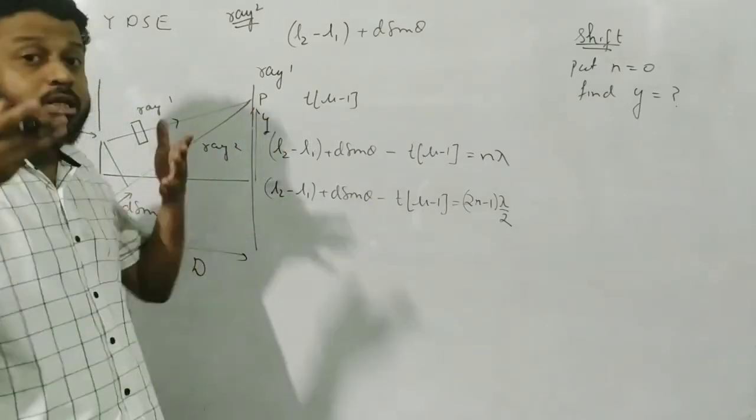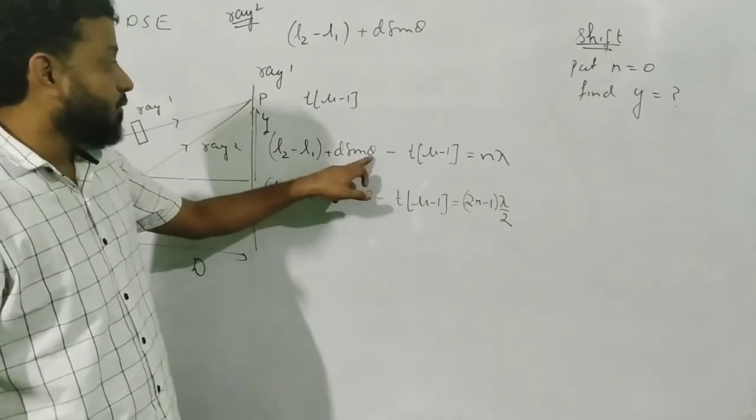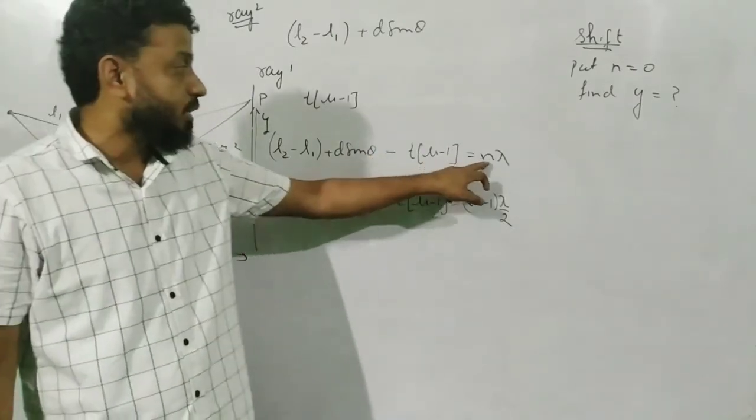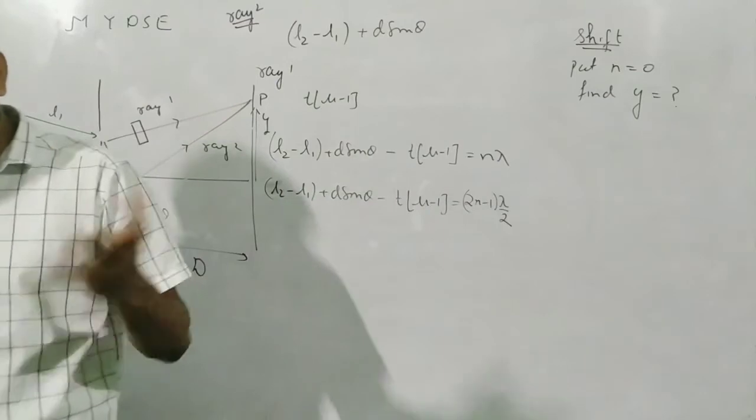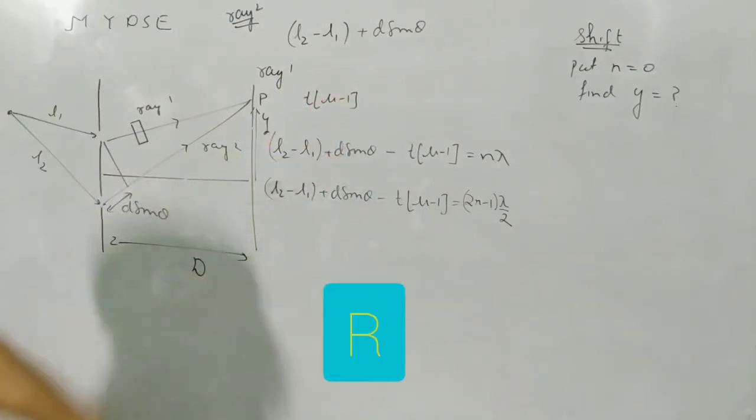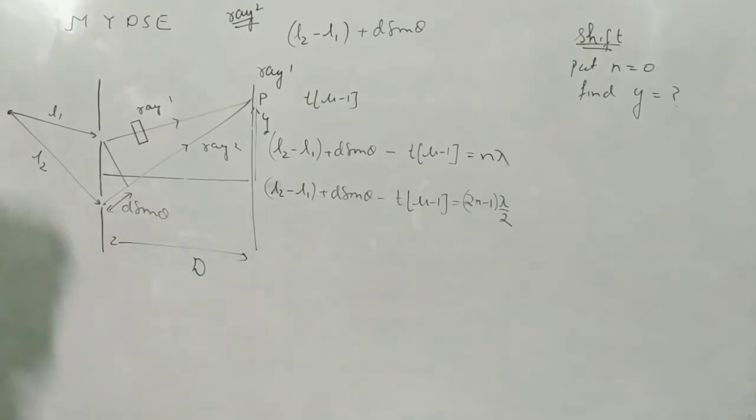And if they ask you who is at the center, then you will put the value of theta as 0 and then you will find the value of n. If n is negative, shift is upward. If n is positive, shift is downward. Take a note of this. And one more question.